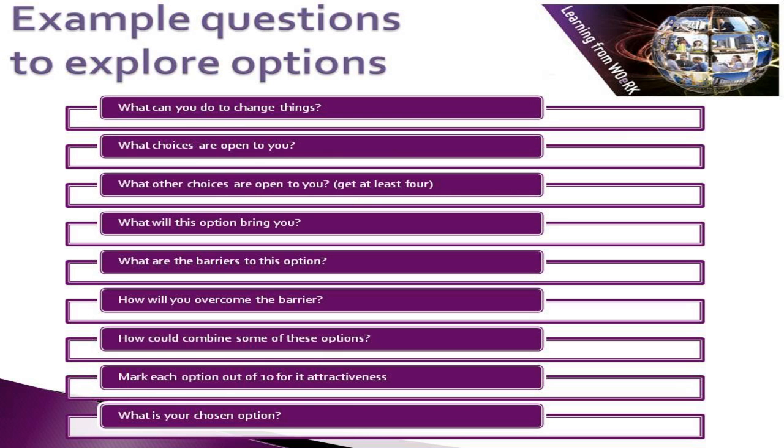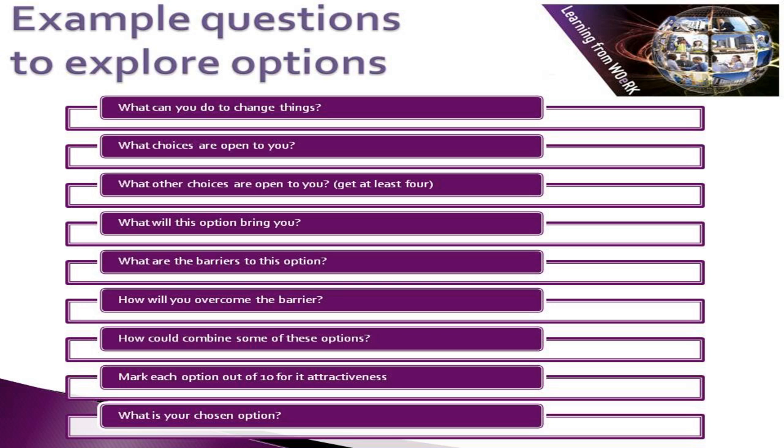So here are the types of questions that will help you explore options. What can you do to change things? What choices are open to you? What other choices are open to you? Make sure you get at least 4 because of what we said about the need for quantity in these things.